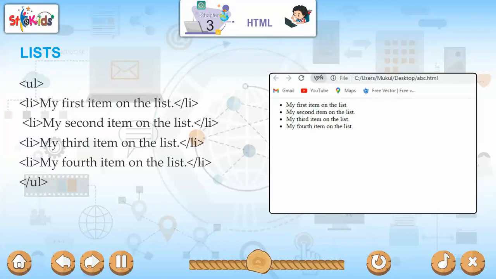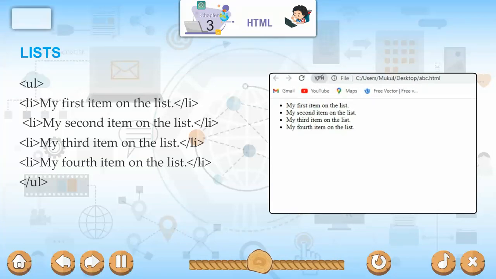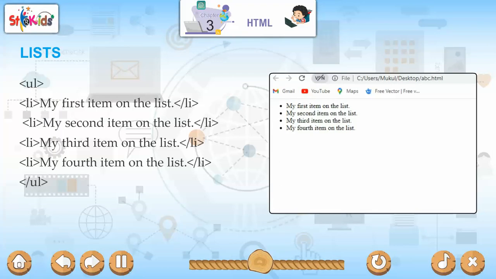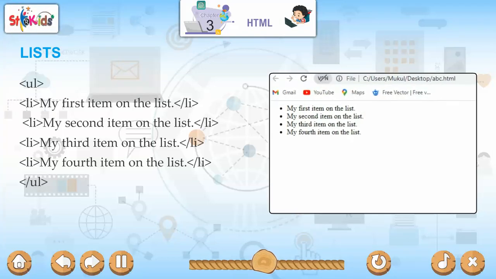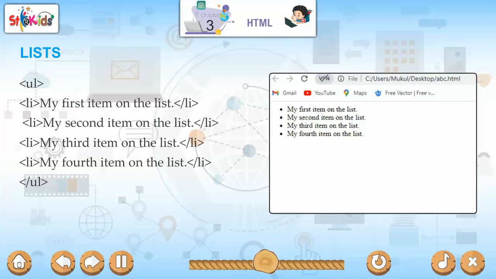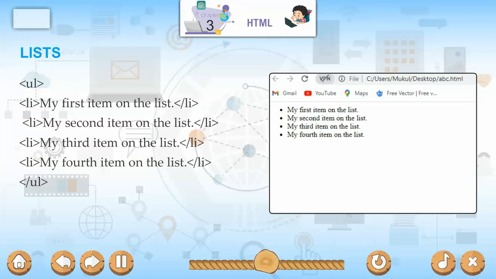Opening tag LI, closing tag. My third item on the list. Opening tag /LI, closing tag. Opening tag LI closing tag, my fourth item on the list. Opening tag /LI closing tag. Opening tag /UL closing tag.